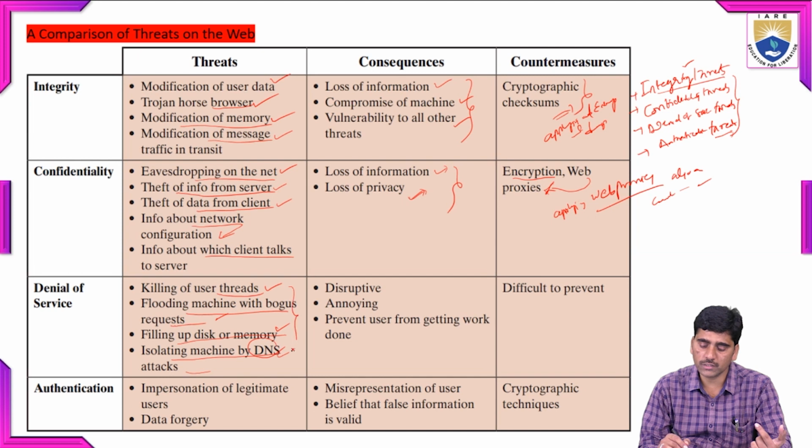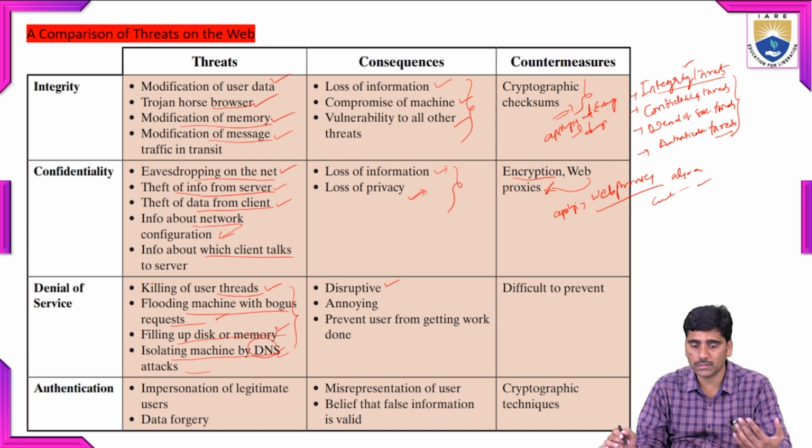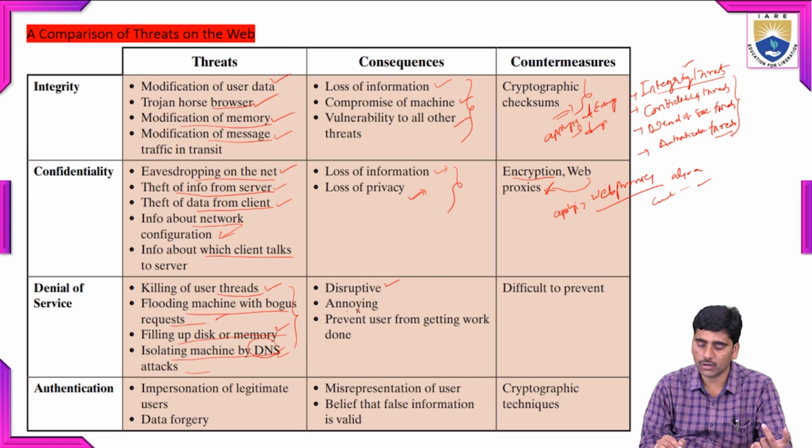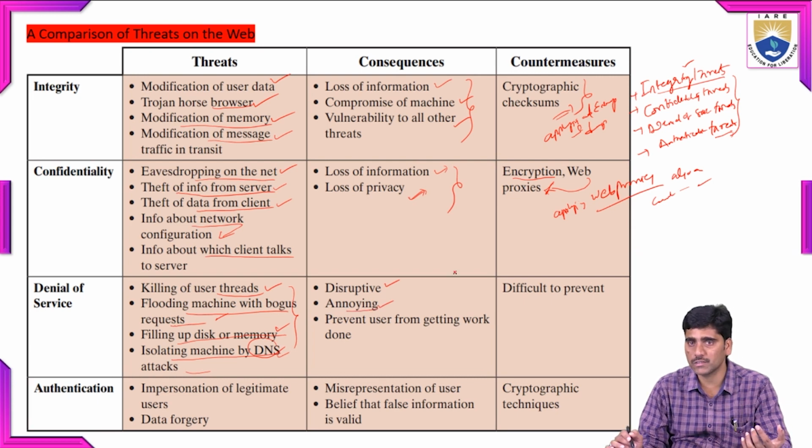What are the consequences that we are going to face against these denial of service attacks? The consequences are disruptive. Disruptive is nothing but disturbances or interruptions of the threads. The next, annoying. Annoying is one type of consequence, and preventing users from getting work done. For all these types, there is no perfect countermeasure, and it is difficult to prevent these threats.